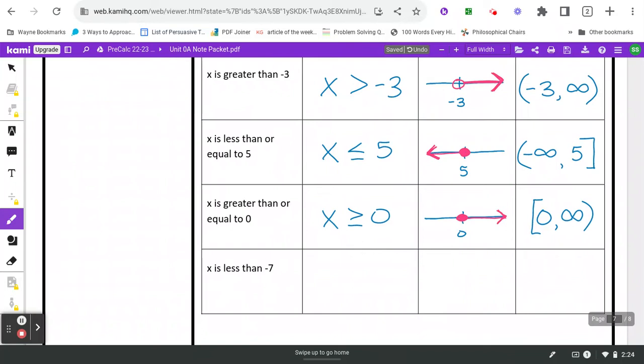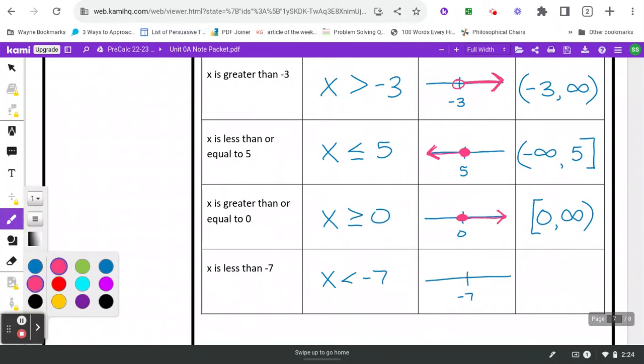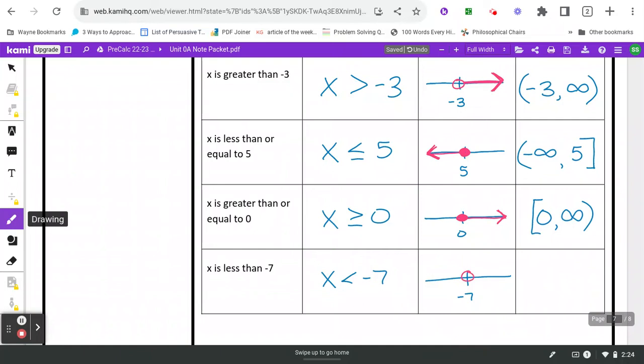All right, and then x is less than -7. Open circle, pointing to the left for your less than numbers. And then interval notation, again, because it's pointing to the left, you have that -infinity. And then -7 with a parenthesis.